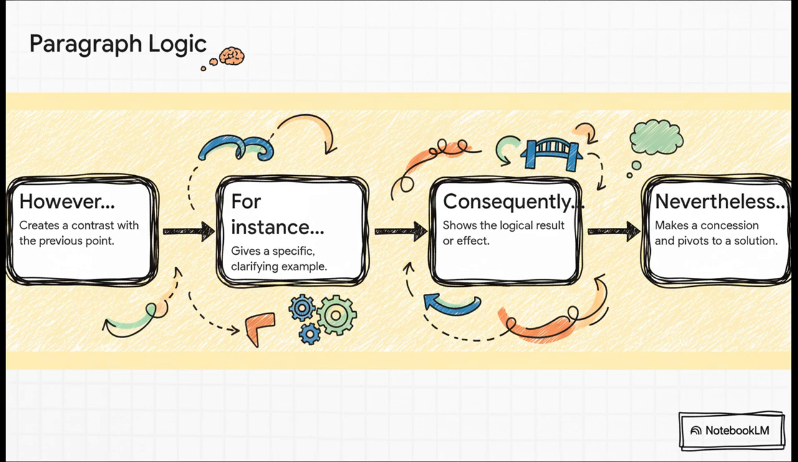However comes in to introduce the central problem. Then, for instance, gives us a concrete example to make that problem feel real. After that, consequently, shows us the negative result of that problem. And to finish it off, nevertheless pivots us toward a more hopeful solution. Each word has a specific job, and together they build this incredibly strong logical structure.